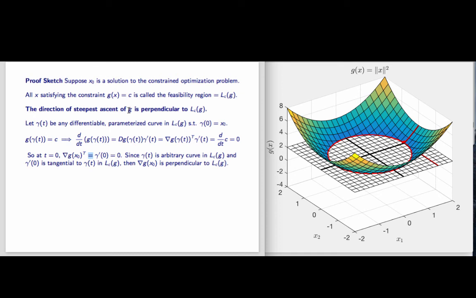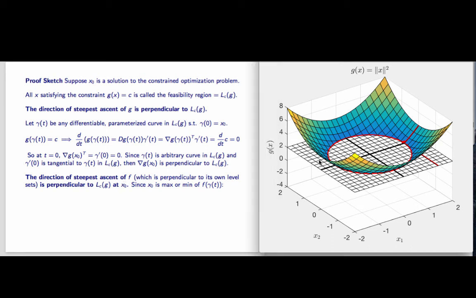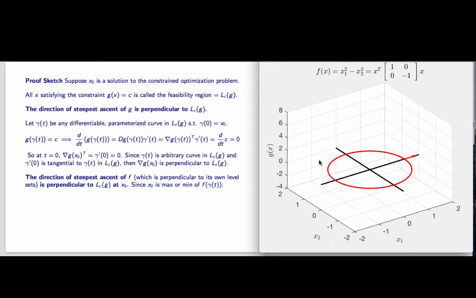Okay. So again, this part in bold is the main idea. The direction of steepest ascent of g is perpendicular to the level set. Now the direction of steepest ascent of f, which is perpendicular to its own level set, by the way, is also perpendicular to the level set of g at x naught. Okay, so let's take a look at that. Let's add our objective function.